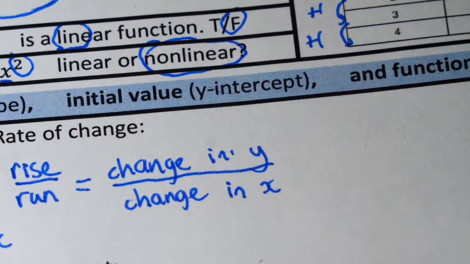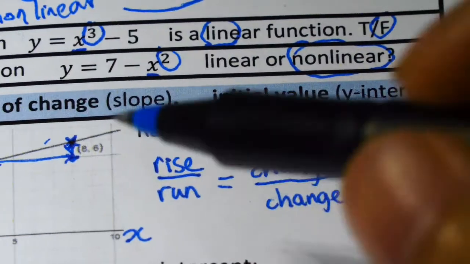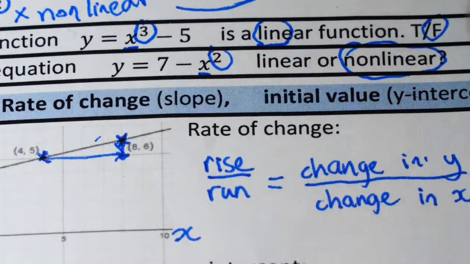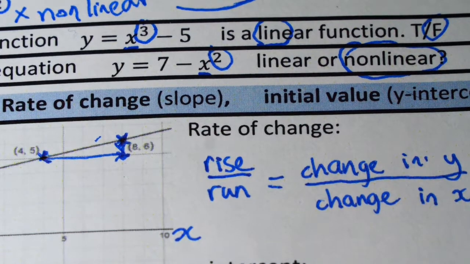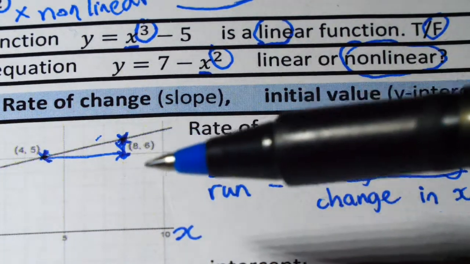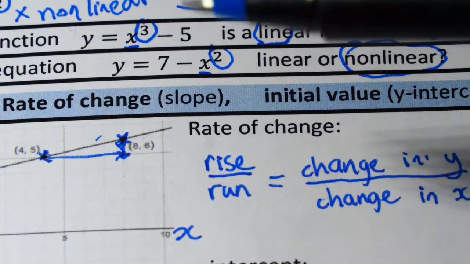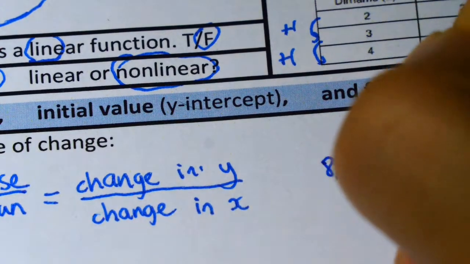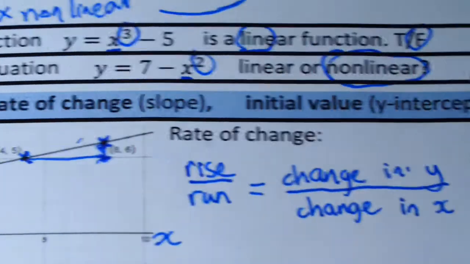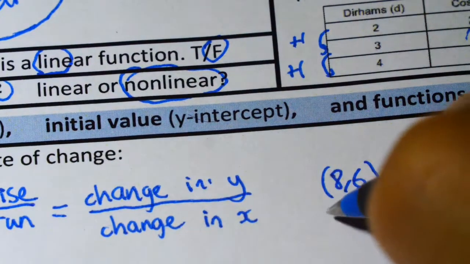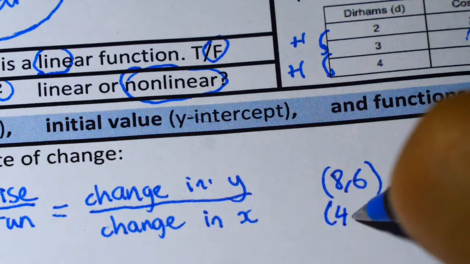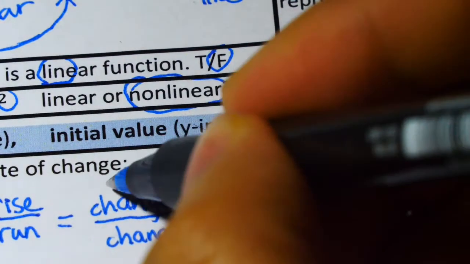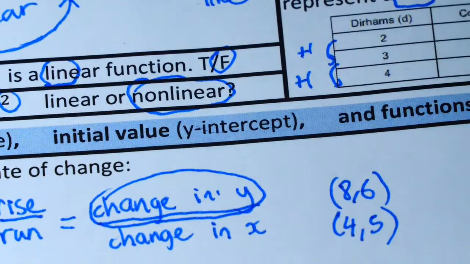So let's write down our 2 points. I have 2 points here. I'm going to pick the point at the top just because it's easier. It doesn't matter which point you pick first, but usually it's easier to pick the point that's higher at the top. So here we have 8, 6, and the other point is 4, 5.